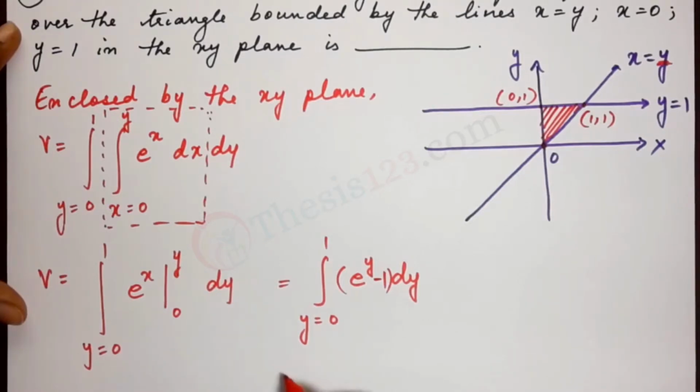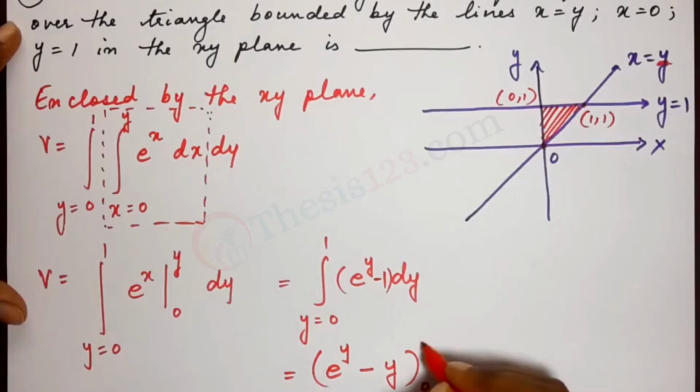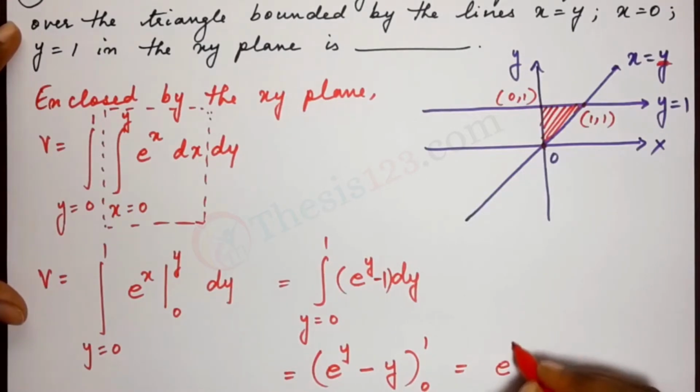Let's integrate it further and see what we get. e^y minus y over the limit 0 to 1. Now let's substitute the values. We would have (e^1 minus 1) minus e^0. So that's e^1 minus 1 minus 1. That's e minus 2.